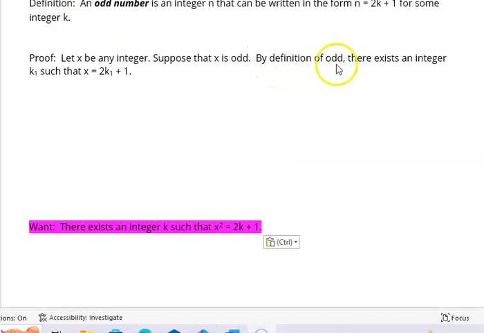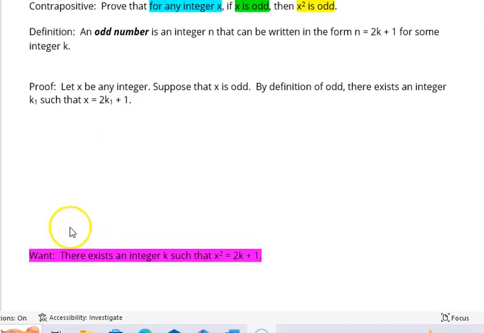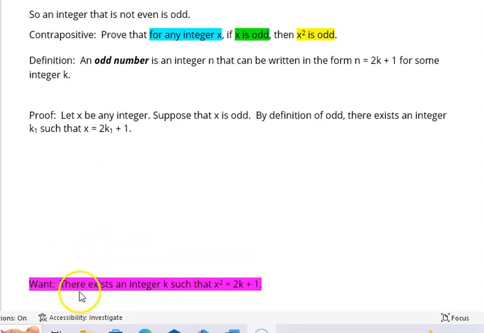Next, we use the definition of odd to rewrite x in that form. By the definition of an odd number, there exists an integer k sub 1 such that x equals 2 times k sub 1 plus 1. I also wrote here what our goal is. Our goal is to show there exists an integer k such that x squared, because x squared is odd, equals 2k plus 1.